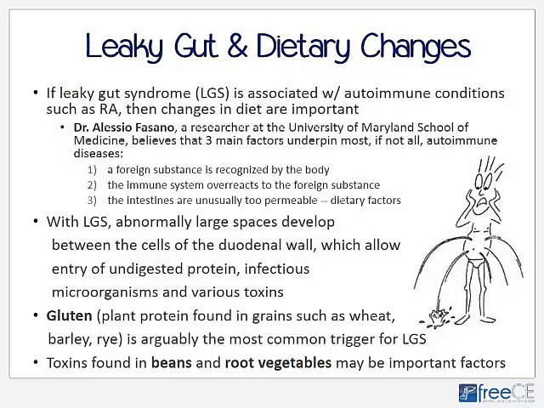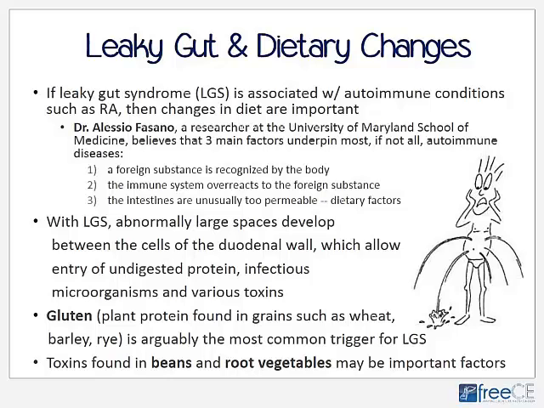With leaky gut syndrome, there are large spaces between the cells in the duodenal wall, which is the initial portion of the small intestine. And as I mentioned, it allows entry to a variety of things that the immune system views as foreign and potentially harmful, and obviously it reacts to it.